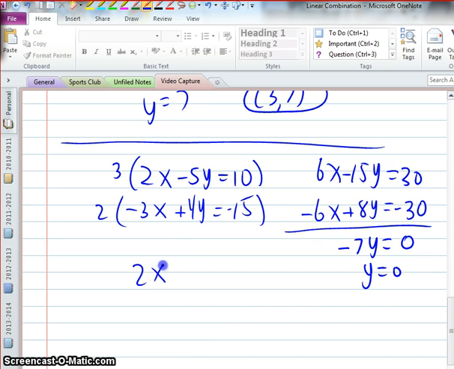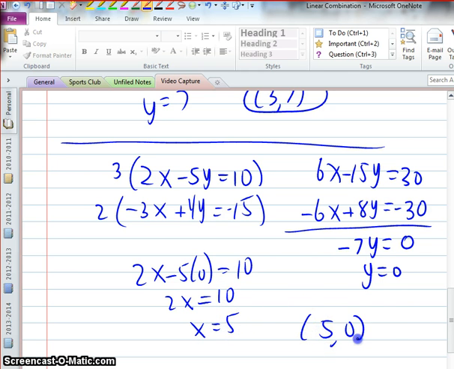And if y is 0, 2x equals 10, x is equal to 5. Don't be nervous if you get an answer like 0. 0 is a number and it can be an intersection point. It happens to be at the point 5, 0 here. Okay.